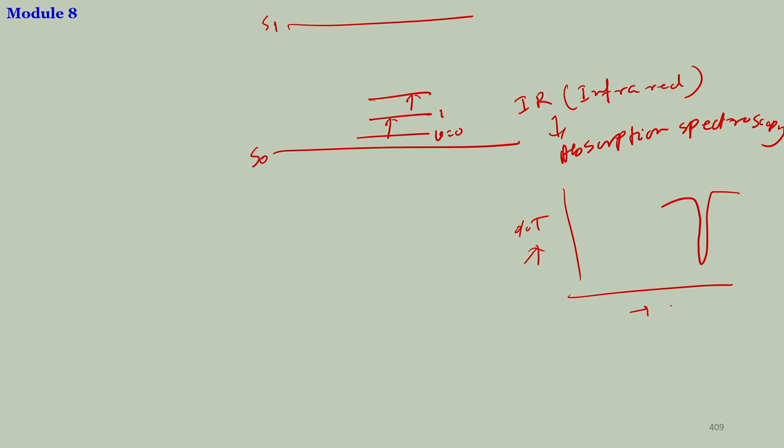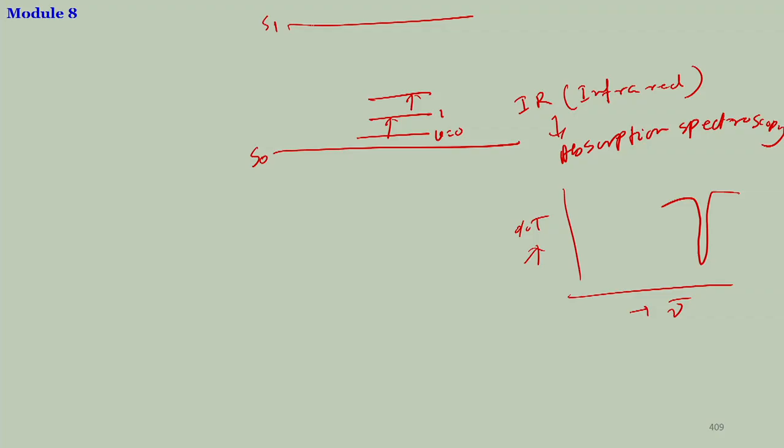So, the reason being again that vibrational transition is associated with the rotational transitions. So, vibrational transitions always will be associated with some rotational motions of the molecule. Now, that is the reason for the larger peak area that you see in the IR spectroscopy.